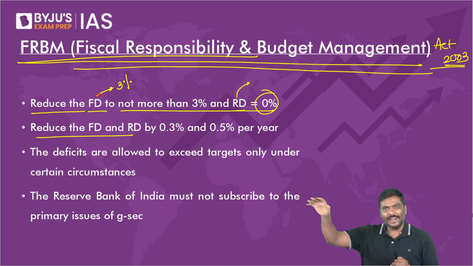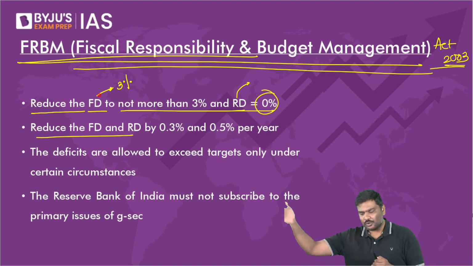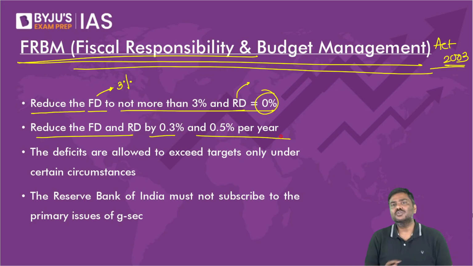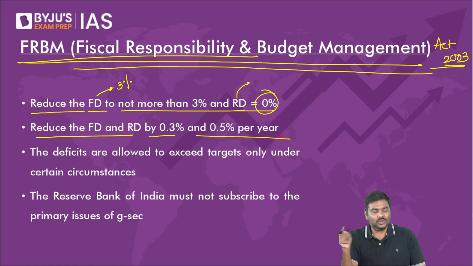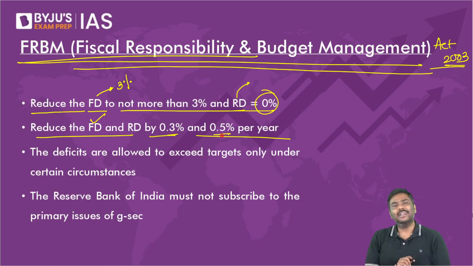So you are announcing this in 2003, and we wanted to reduce to these levels by 2008-09. So annually, by how much percentage will you have to reduce them? The targets were given. So every year, keep on reducing FD by 0.3% and RD by 0.5% so that you will be able to meet the target by 2008-09.